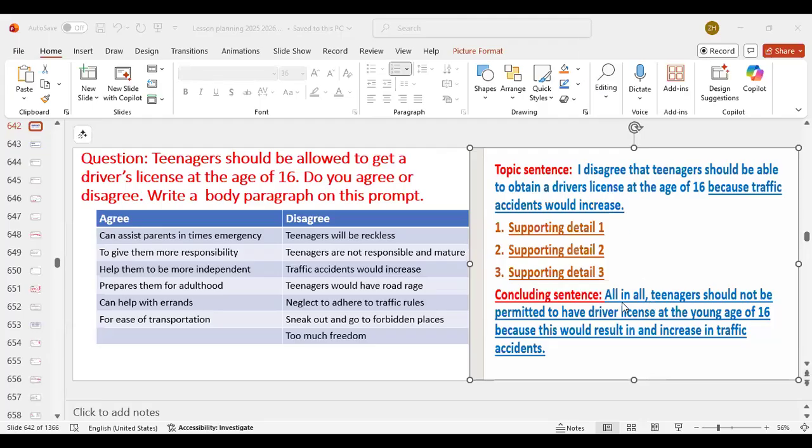Therefore, teenagers should not be permitted to have a driver's license because it would result in... But by the time I get down there, we had like 30 or 40 seconds. Oh, okay, I understand.